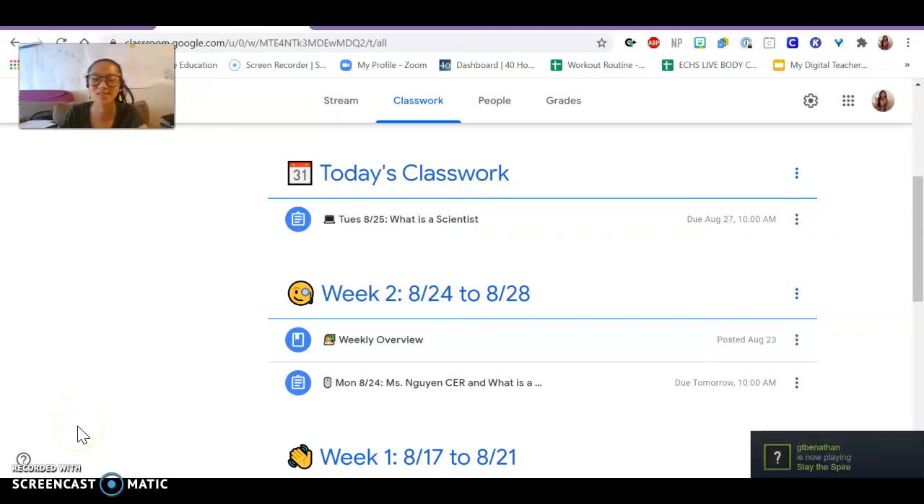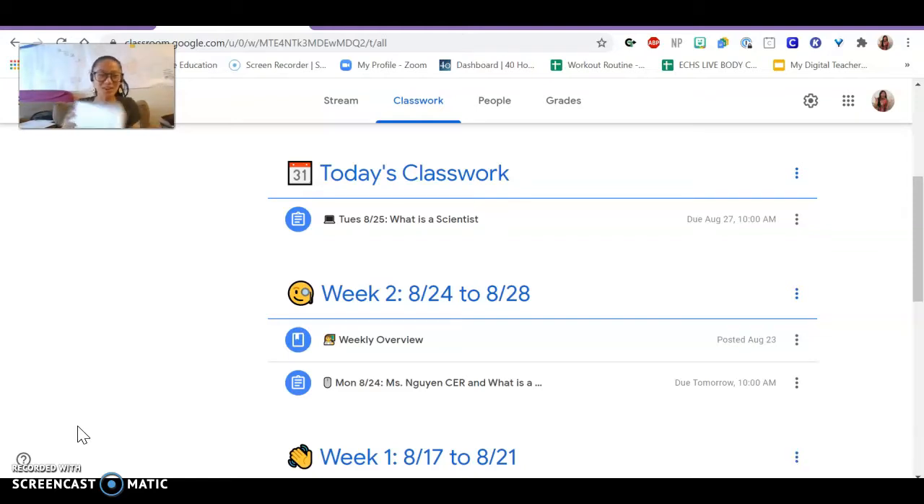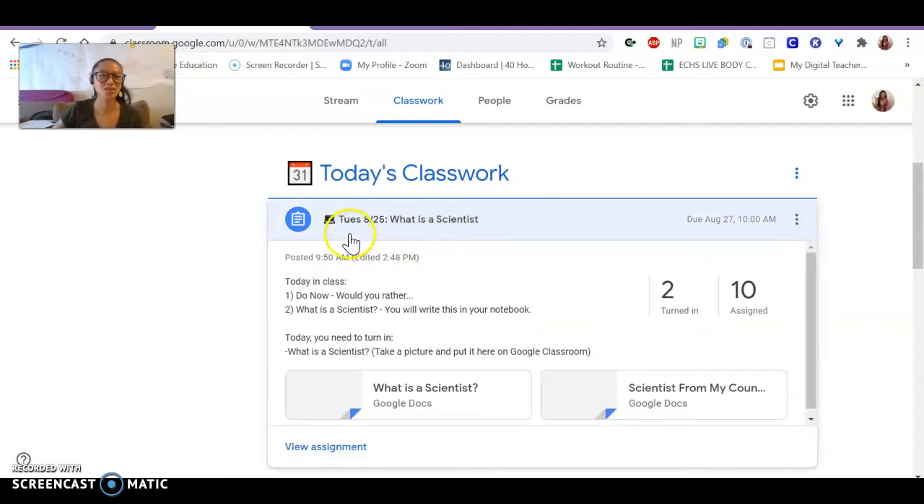Hello, today is Tuesday, August 25th, and today in class we did our What is a Scientist drawings in our notebook. So let me explain it first and then I'll show you my picture. So here it is, Tuesday, What is a Scientist?